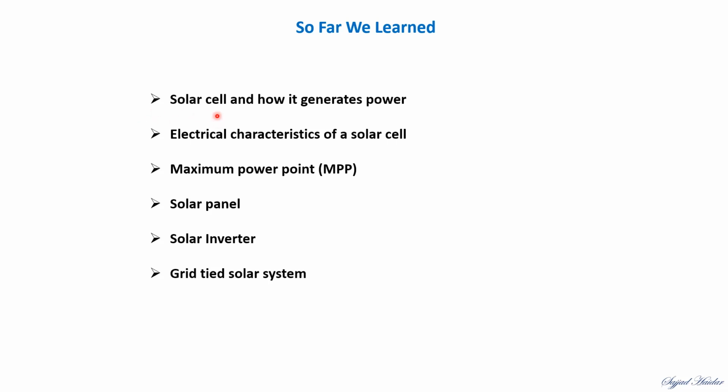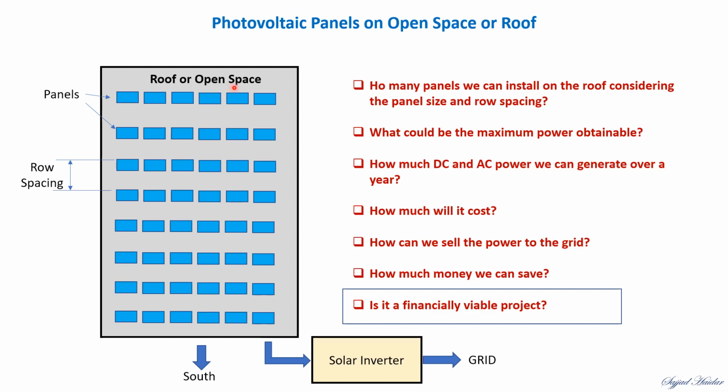We learned about the solar cell and how it generates power, the electrical characteristic of a solar cell, maximum power point, solar panel, solar inverter, and grid-tied solar system. So if we wish to install a large number of solar cells, solar panels on the roof or open space in our home, several things are to be considered.